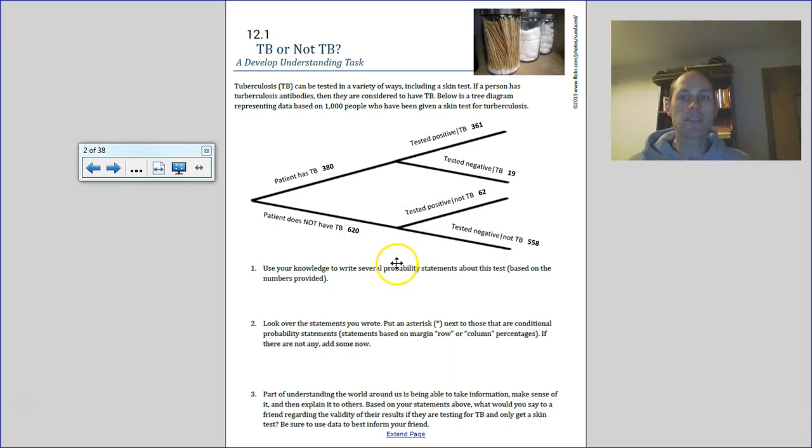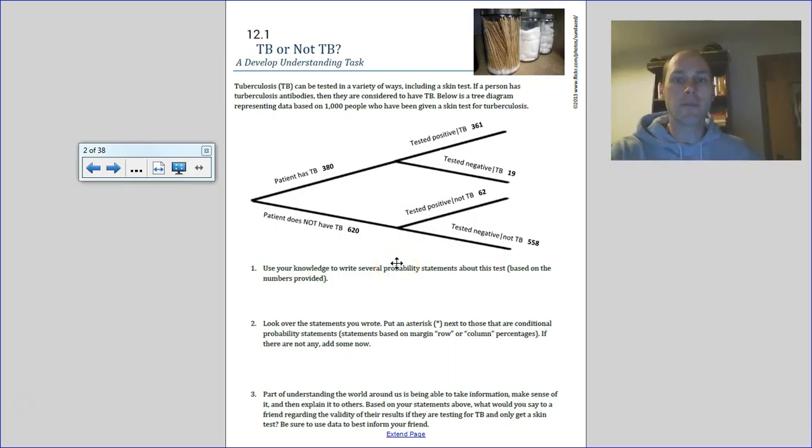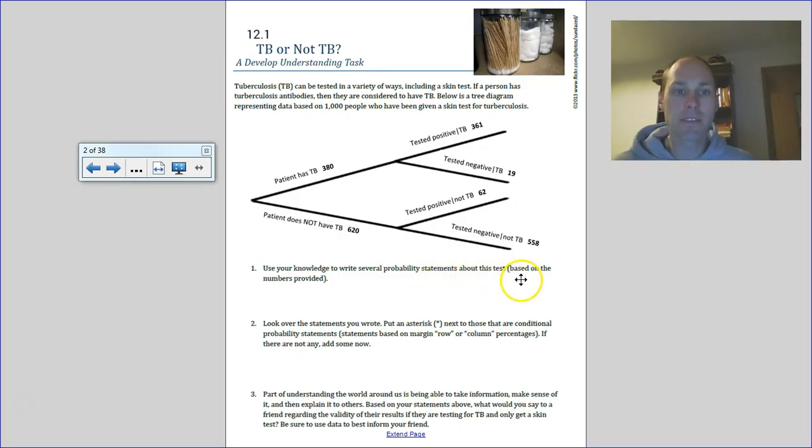So use the knowledge that you have and the information given on this tree diagram to write several probability statements based on the numbers, such as giving a percentage, or saying out of what percentage there were this number of people. I'll look over those statements and write an asterisk next to those that are conditional probability statements.